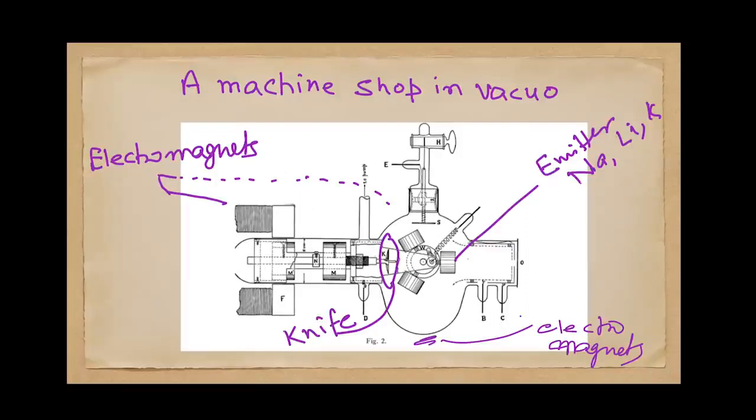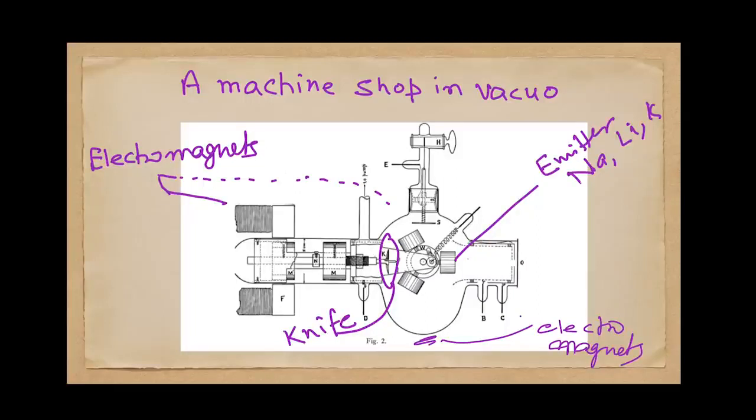Here on the right side you see the emitter: sodium, lithium and potassium. There are 3 cylinders mounted on a wheel. One is of sodium, one is of lithium, and another is potassium. He worked with sodium and lithium and not with potassium, though he had planned to. This wheel can be rotated to bring the desired cylinder in front of the light source. The cylinder on the right, which I have marked as the emitter, is in the right position. The light will come from the right and fall on its surface.